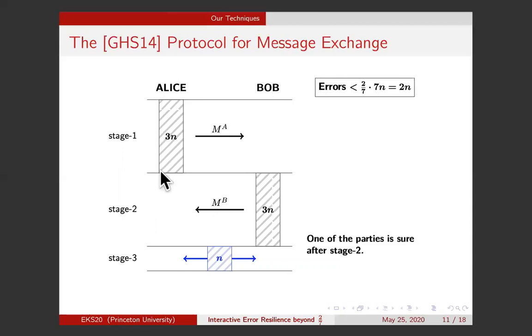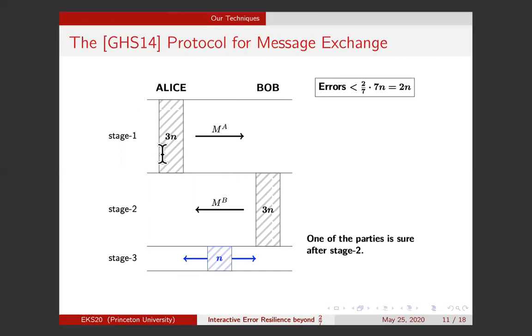As the figure shows, in the first 3n rounds, which is stage 1, Alice is speaking and sending MA to Bob while Bob is listening. In stage 2, which is also length 3n, Bob is sending MB to Alice while Alice is listening. Crucial to the correctness of this scheme is the following property. If the lengths of stage 1 and stage 2 are 3n, as depicted, then after stage 2, one of the parties is already sure of its output. So we know that after stage 2, either Alice knows Bob's input MB and can output it, or Bob knows Alice's input MA and can output it.